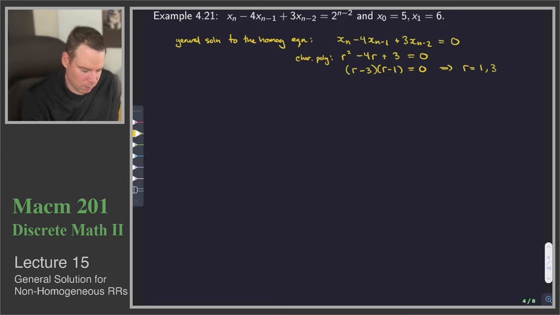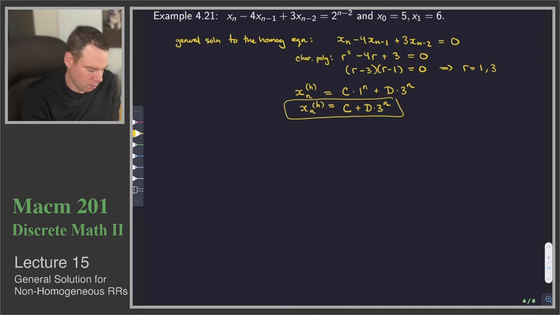And so that means our general homogeneous solution, so x sub n with a superscript of h for homogeneous, is c times 1 to the power of n plus d times 3 to the power of n. But since 1 to the power of n is just 1, we can write this more simply as c plus d times 3 to the power of n. And so there is our general homogeneous solution.